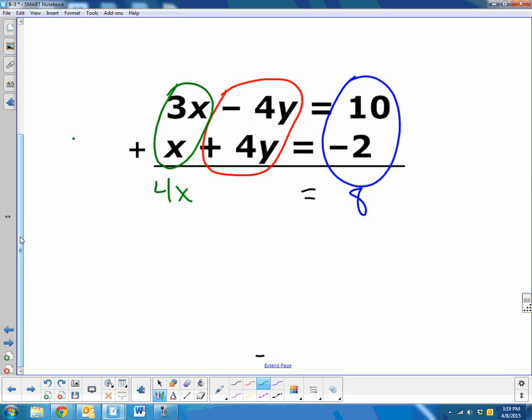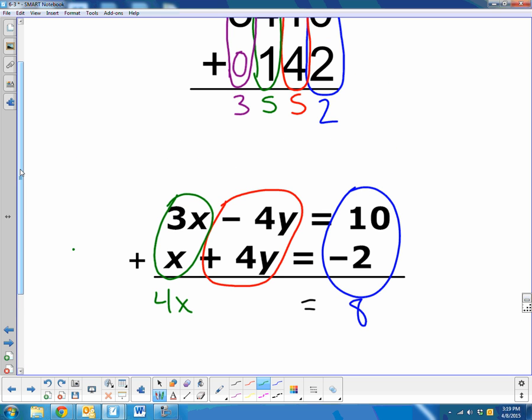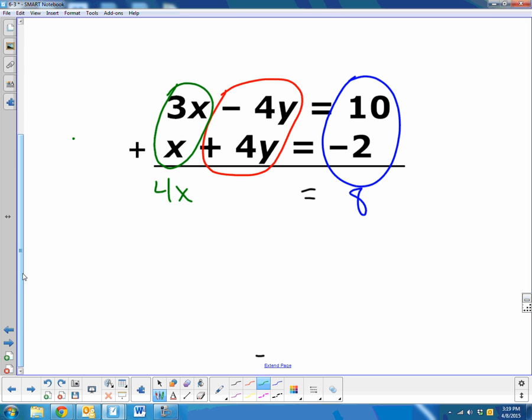So I've added, very similar to what I did in this first problem, I added straight down the line. I lined up the ones place, the tens place, the hundreds place, the thousands place. I lined up the y's, I lined up the x's, and then the coefficient there. And so I've got 4x equals 8. Well, that's a single equation with one unknown, 4x equals 8. I can solve that equation. Divide both sides by 4. I get that x equals 2. So I've solved part of my equation already. I've got that x equals 2.